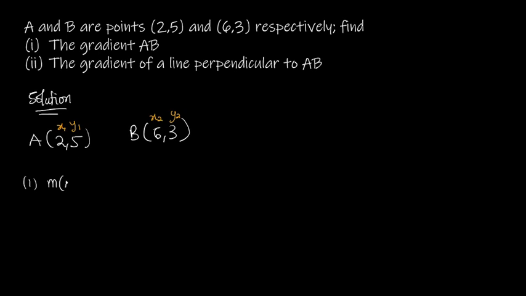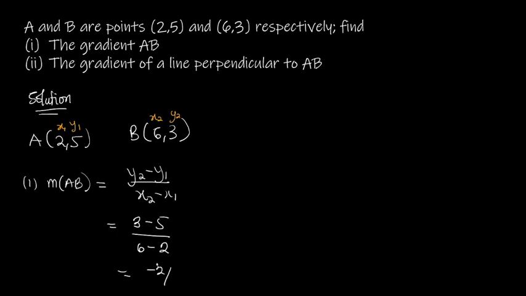So the gradient M of the line AB is given as the change in the y-axis, so that is y2 minus y1 over x2 minus x1. So this is equal to my y2, which here is 3, minus my y1, which is 5, over my x2, which is 6, minus my x1, which is 2. So I have from here -2 at the top over 4, and this will give me my gradient to be equal to -1/2. So my gradient M for the line AB is equal to -1/2.